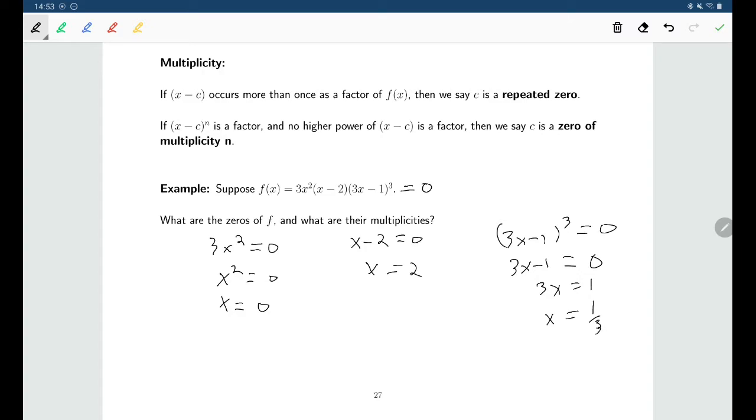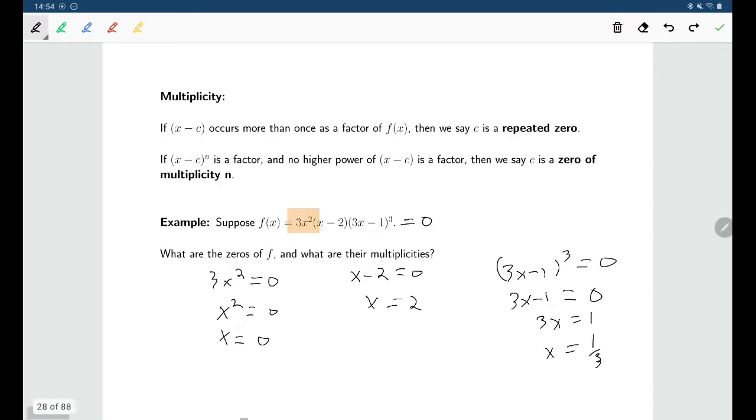Now, the thing to notice here, of course, is when I say that x equals 0 is a 0, that came from 3x squared. That's actually two factors. That's x and also another x. That x was repeated twice. That means that this 0 has multiplicity of 2.